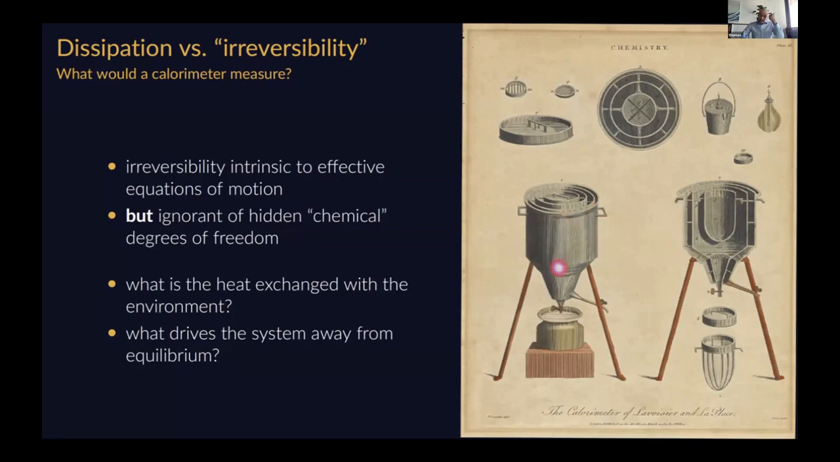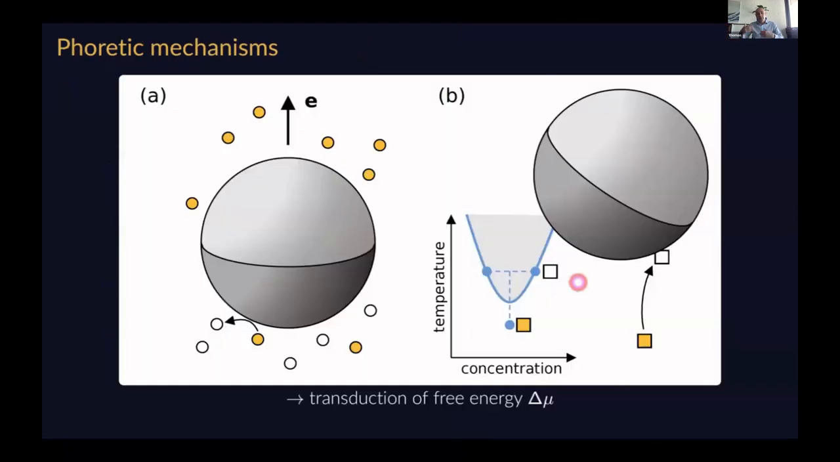And to do this, we have to think about how the system is actually driven away from equilibrium. And this is by coupling of these active particles to reservoirs. And we know how to treat this in stochastic thermodynamics. And this is indeed a valid picture.